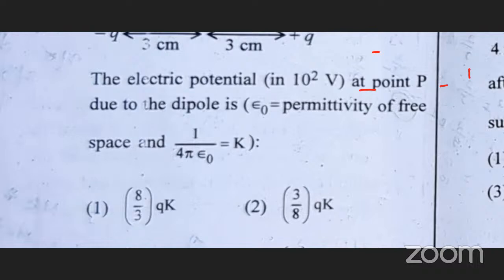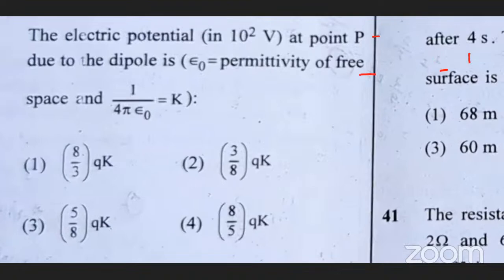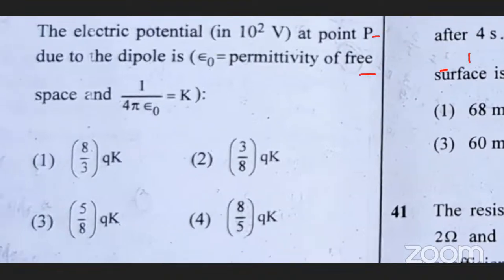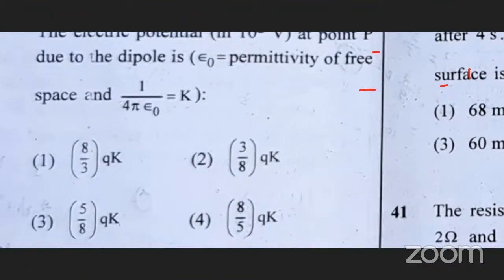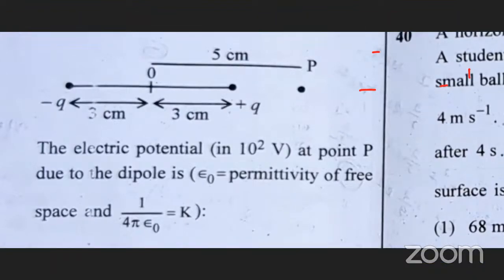So then the next one: the electric potential at point P due to a dipole, it's 10 power 2 volt. So for the V axial, the electric dipole, this is the diagram here. This is the axial point. So for the axial point, the V axial, we have a formula.